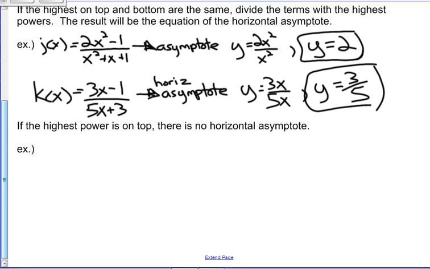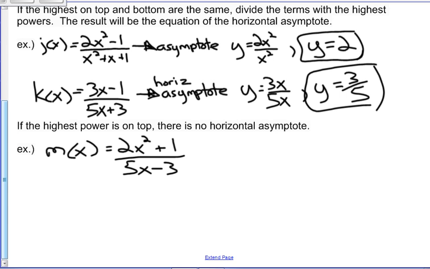Last case, if the highest power is on top, there is no horizontal asymptote. So you might have something like this. M of x is 2x squared plus 1 all over 5x minus 3. You can see right away, highest power is on top, no horizontal asymptote.